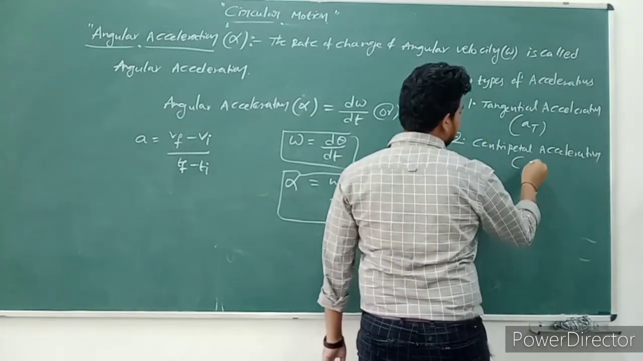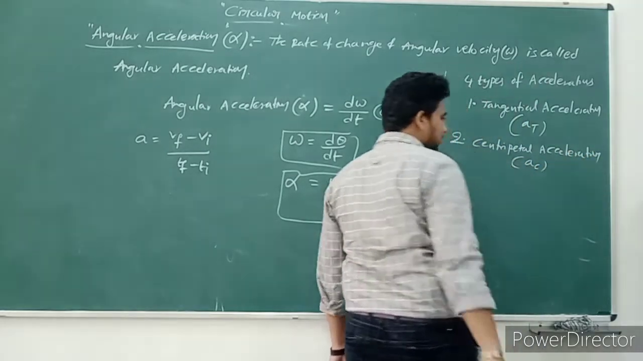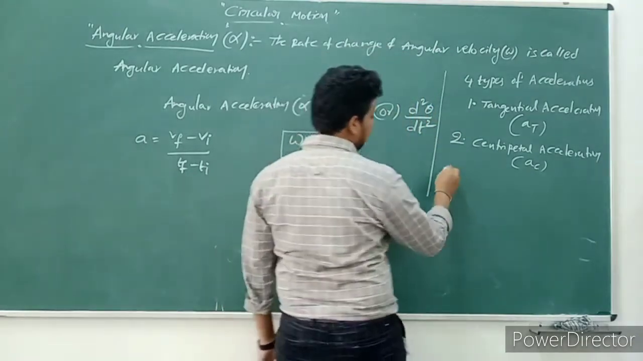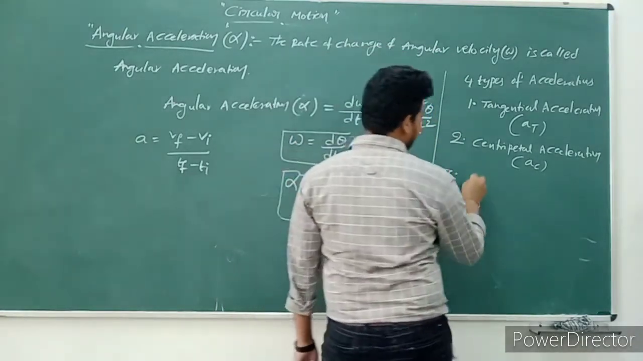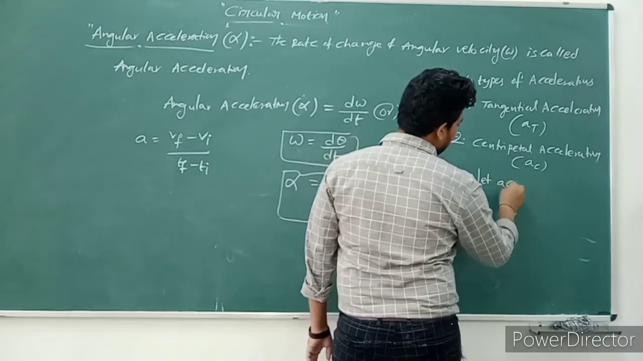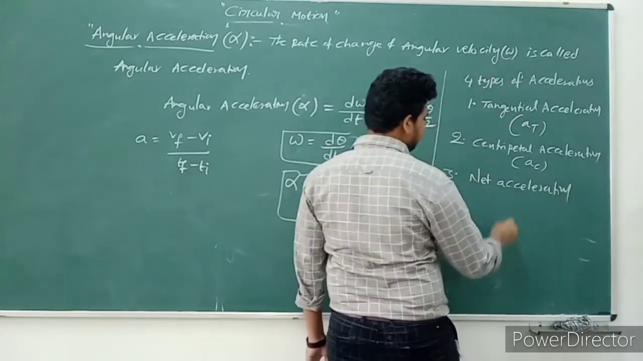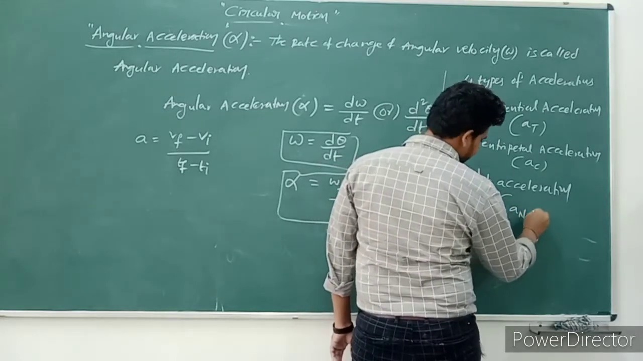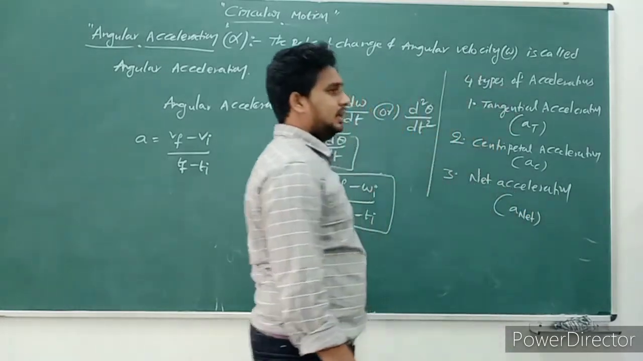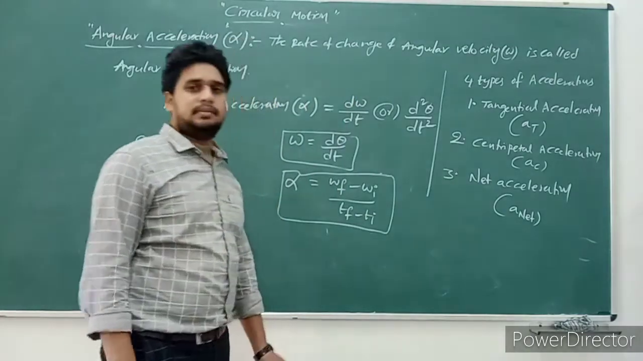That is indicated with AC, centripetal acceleration. Next, the third one is net acceleration. Net acceleration is indicated with A net.